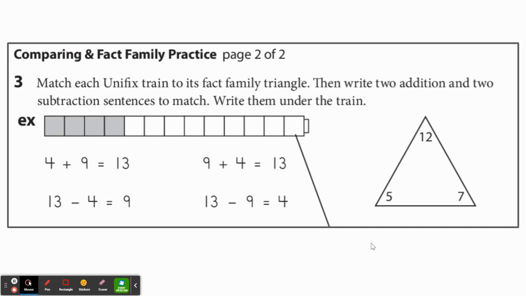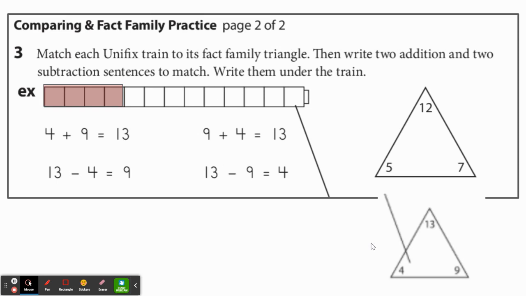But let's take a look at the Unifix train. I see that some of the Unifix cubes are a different color. I'm going to make it red so you can see it a little bit better. There are 4 red, and there are 9 yellow. Okay, so I'm going to look at my fact family triangles and find the triangle that has 4 and 9. When I add 4 and 9 together, I know that there are 13 cubes all together. I find the triangle that has 13, 4, and 9 in it.